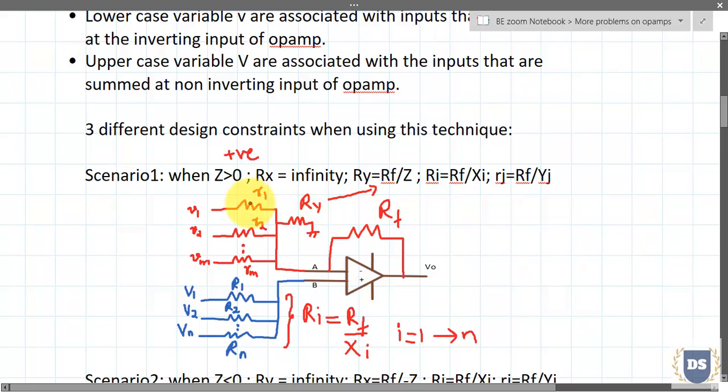In a similar way, I can also calculate resistances associated with inverting input terminals, given as Rj equal to Rf divided by Yj, where j can take on values starting from 1 to m, where m indicates the number of inverting input voltages. And in both the cases, Rf is the feedback resistance value.